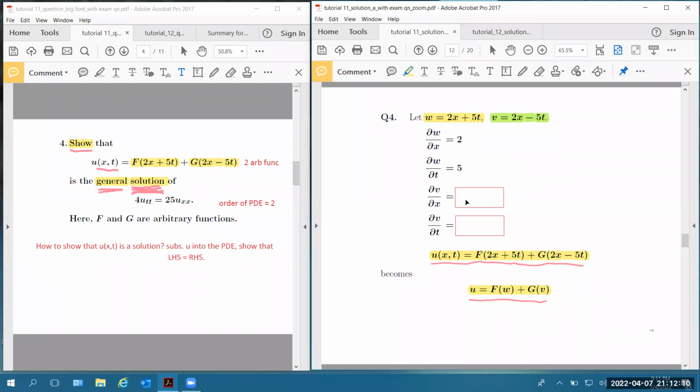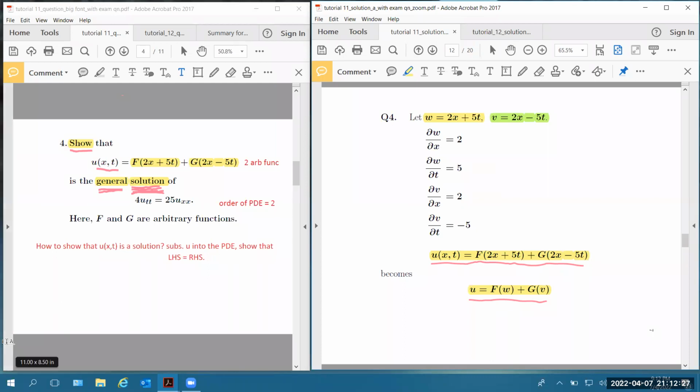Okay, then ∂v/∂x there, this is 2x minus 5t. 2. And then this one? Minus 5. All right, so I hope everybody is okay with this. So this one, okay, y'all.